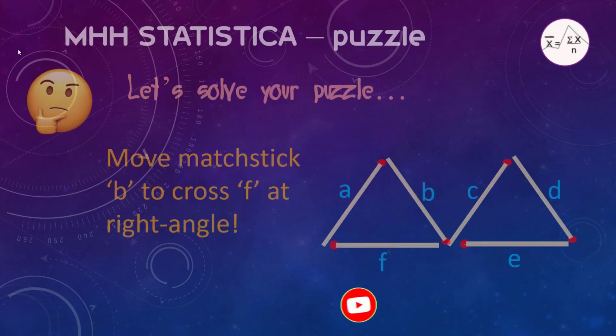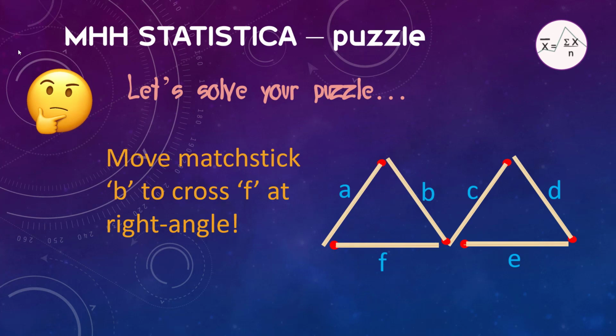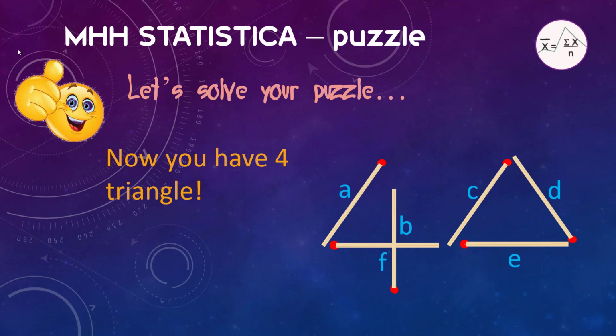So here is the solution to your puzzle. Now move matchstick B to cross F at a right angle. Now you have 4 triangles.